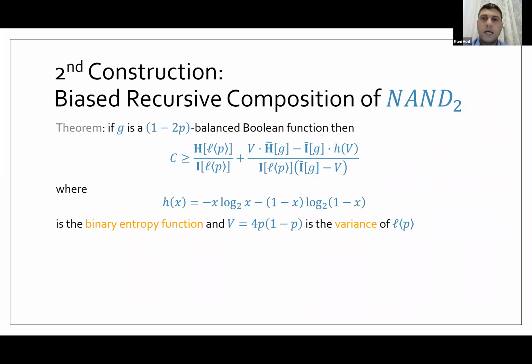And in this construction, we changed the tool. We improved the recursive composition theorem to generalize it to the biased case, and now we can get a better function as our base G function.